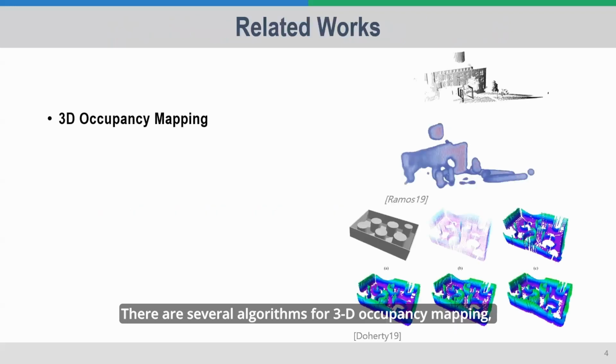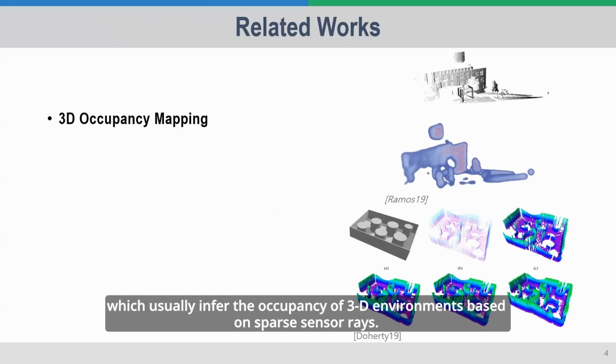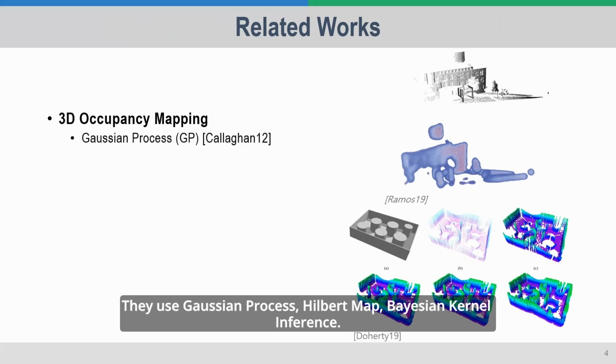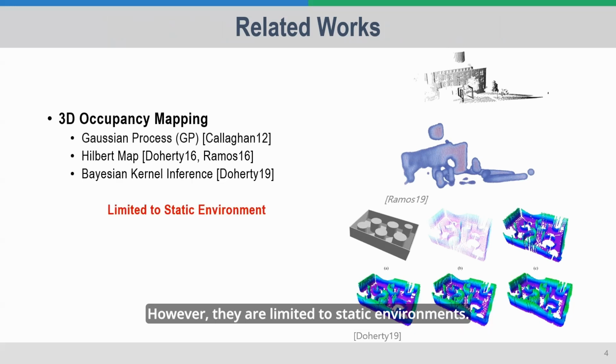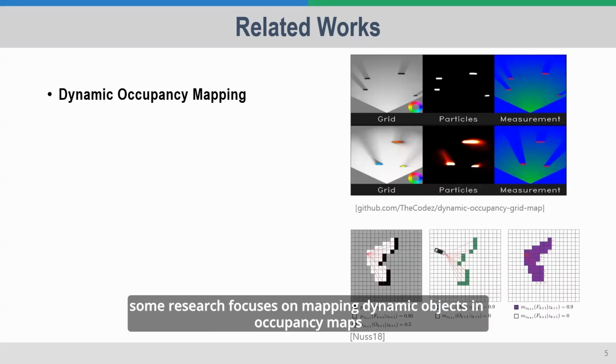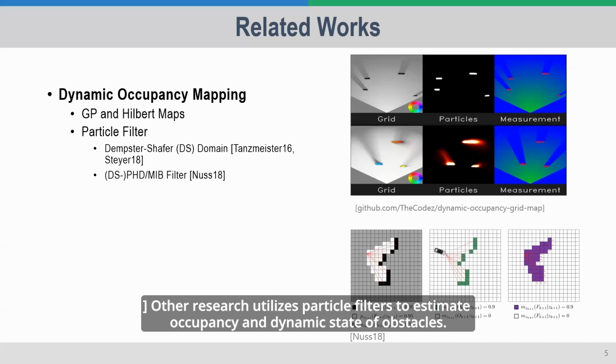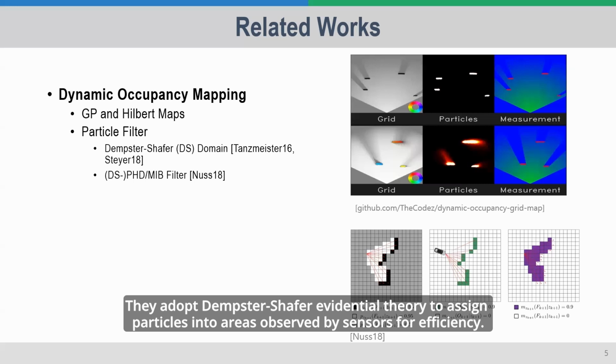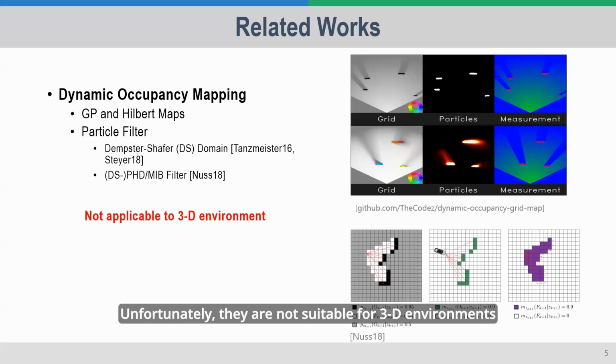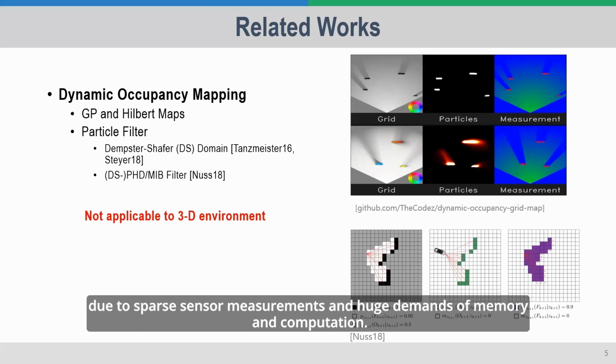There are several algorithms for 3D occupancy mapping, which usually infer the occupancy of 3D environments based on sparse sensor arrays. They use Gaussian process, Hilbert maps, and Bayesian kernel inference. However, they are limited to static environments. Some research focuses on mapping dynamic objects in occupancy maps using Gaussian process and Hilbert maps. Other research utilizes particle filters to estimate occupancy and dynamic state of obstacles. They adopt Dempster-Shafer evidential theory to assign particles into areas observed by sensors for efficiency. Unfortunately, they are not suitable for 3D environments due to sparse sensor measurements and huge demands of memory and computation.